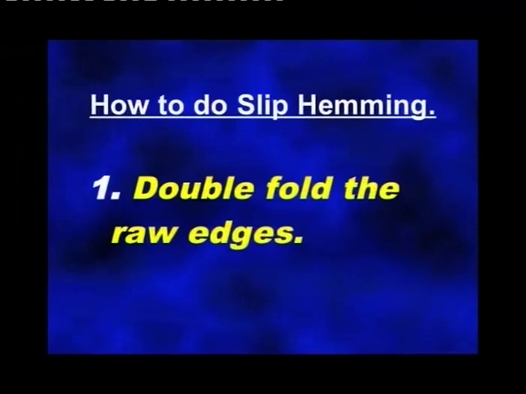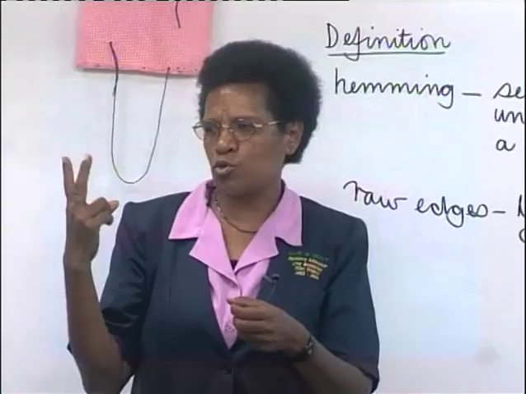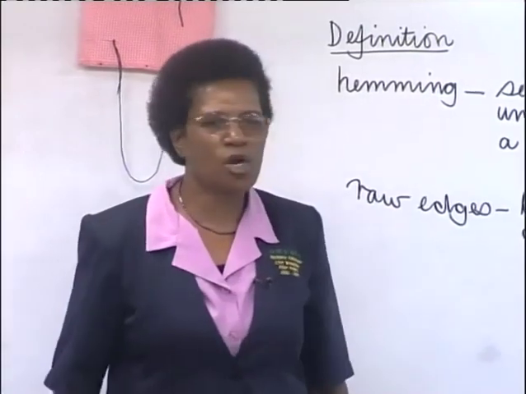First step, you are to double fold the raw edge. I'd like everyone to do that. You have pins there. Once you have double folded the raw edge, those pins are to help you to hold the folds down. You can use 2 or 3 to pin your folds down.